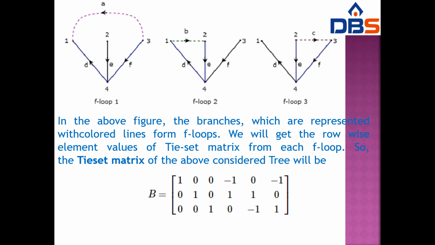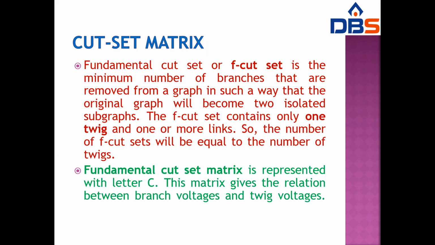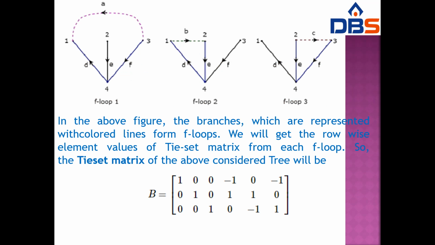For this loop, it becomes C, E, F. For C, the direction will be the same, F will also be the same, and E will be the opposite, so minus 1. Remaining all zeros. Like that, we have to form the Tie-Set matrix. So for the Tie-Set matrix, first you have to draw the graph, then the oriented graph, and then frame the tree.